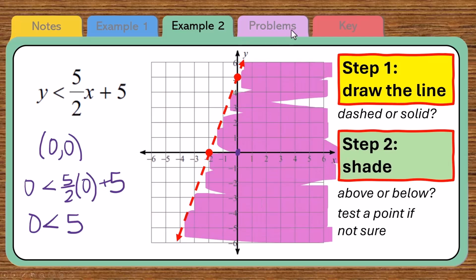I'm going to give you some problems to do. At the end, I'll show you the answers. If you have the printout, you already have the key.